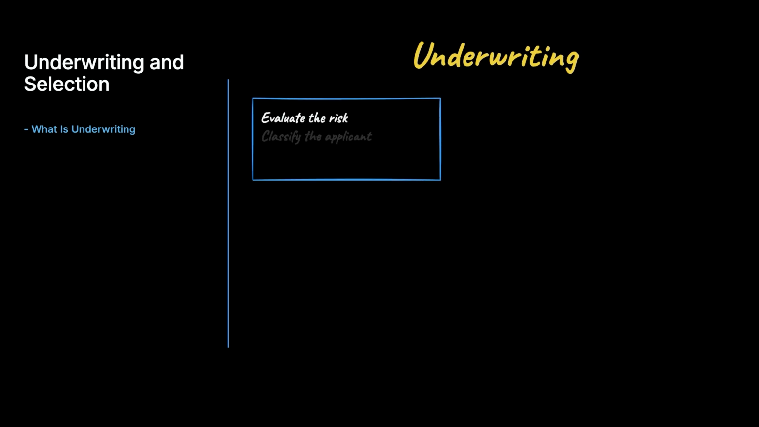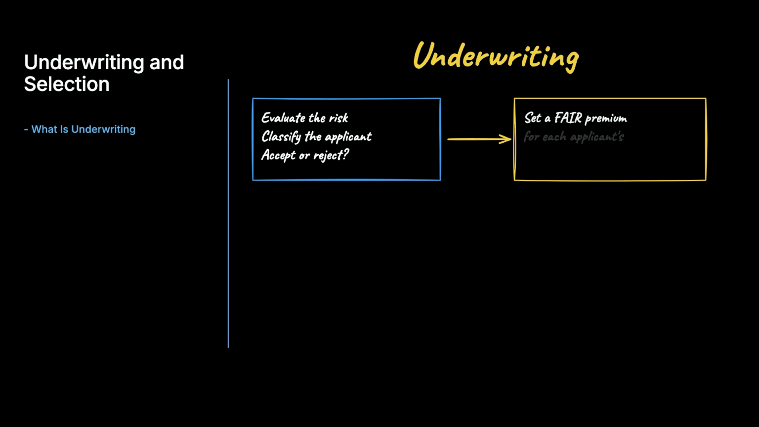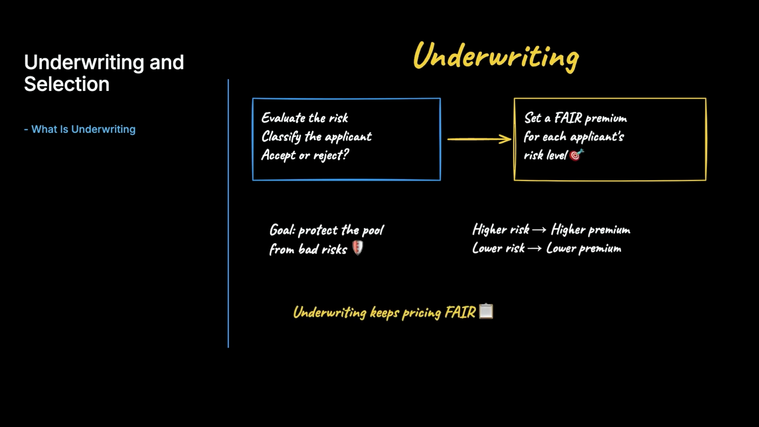Now let's see how an insurer decides who to cover. That job is underwriting, the process of evaluating and classifying a risk to decide whether to accept it and at what premium. Its purpose is to protect the insurer and the pool from bad risks, and to price each applicant fairly for the risks they bring.